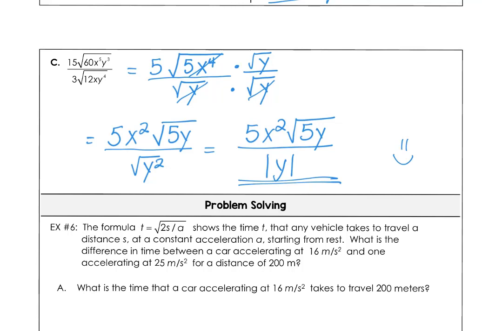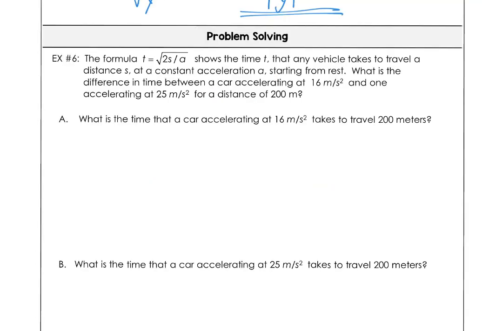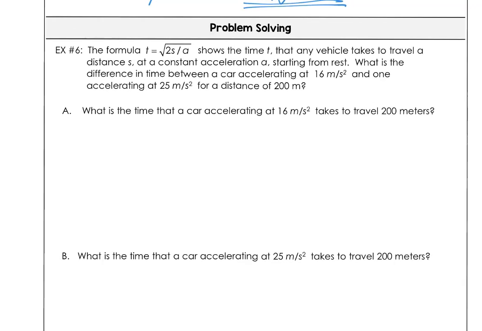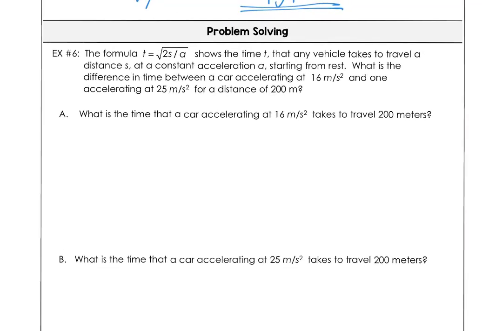Now on to some problem-solving word problems. Here we have the formula T is the square root of 2s divided by a. That shows the time a vehicle will travel some distance s at a constant acceleration a starting from rest. We want to know the difference in the time between a car accelerating at 16 meters per second squared and one accelerating at 25 meters per second squared for a total distance of 200 meters.